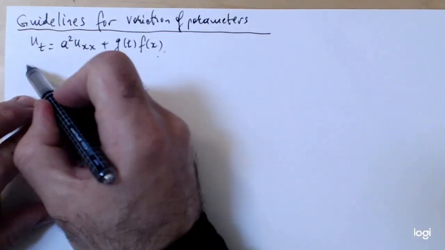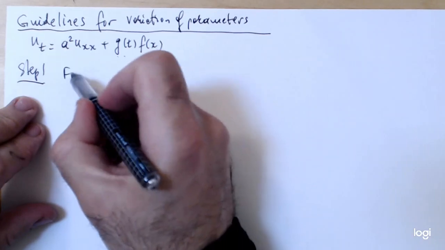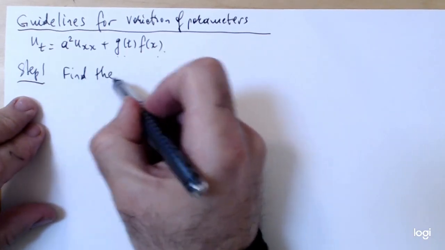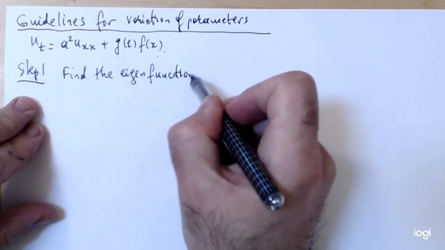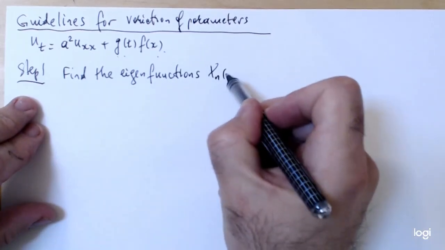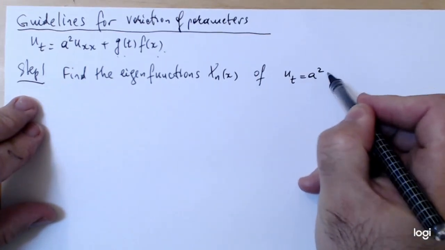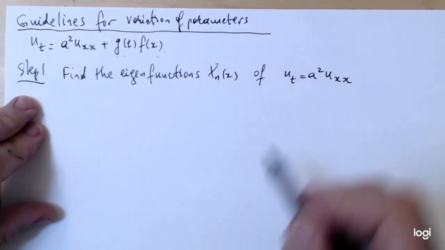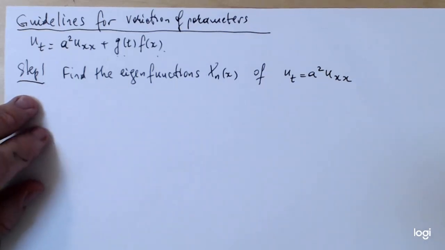And as the first step is to find the eigenfunctions Xn of x of the homogeneous problem. So either you remember what they are, or you just solve it briefly. I mean, you find the separated Sturm-Liouville problem, and figure out the eigenfunctions.